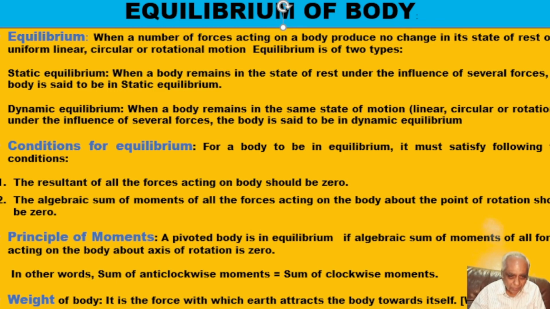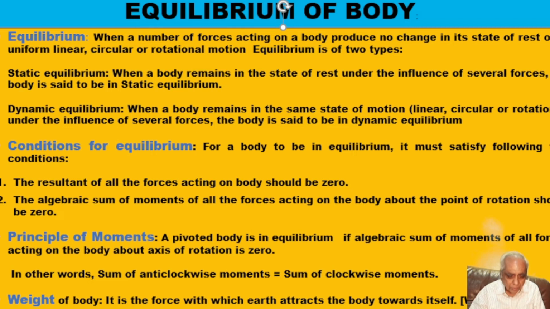So in this manner, whenever a body is moving with steady velocities, rotating with steady velocity, we say it has reached dynamic equilibrium. Okay, so this was the meaning of dynamic equilibrium. Now what are the conditions for this equilibrium? When will these conditions come?